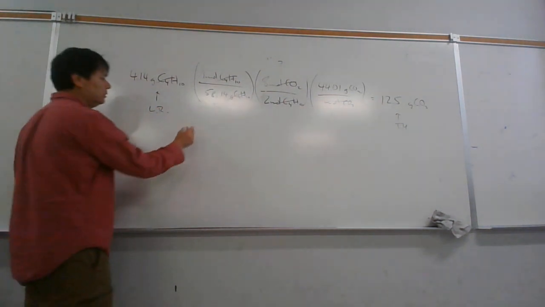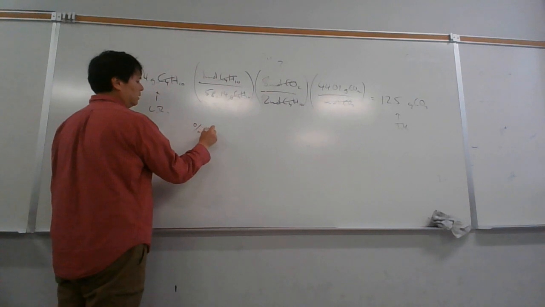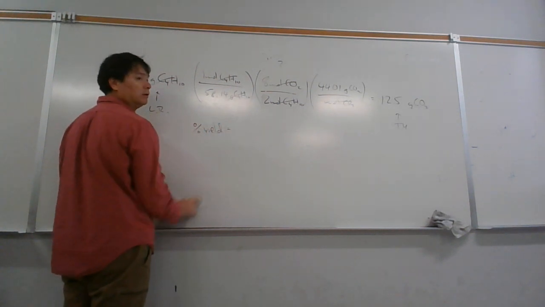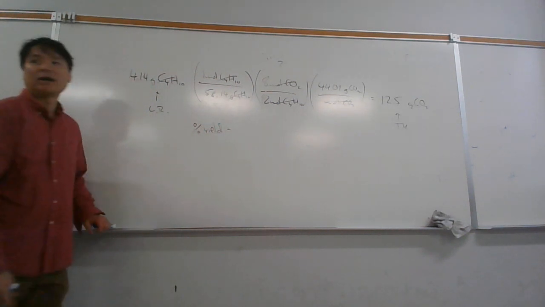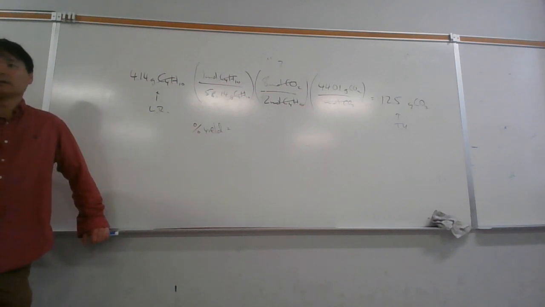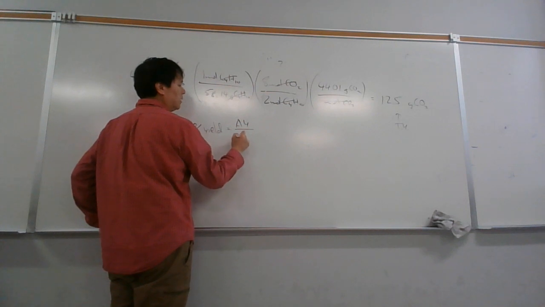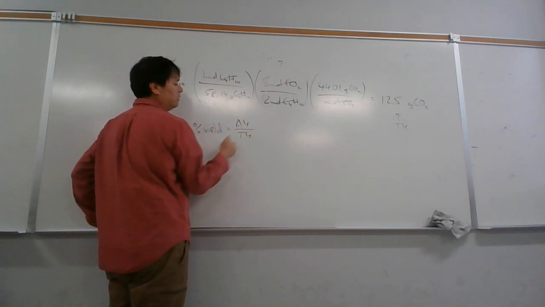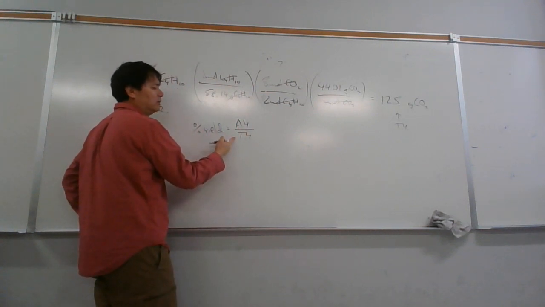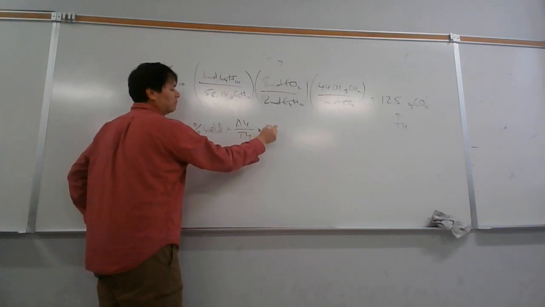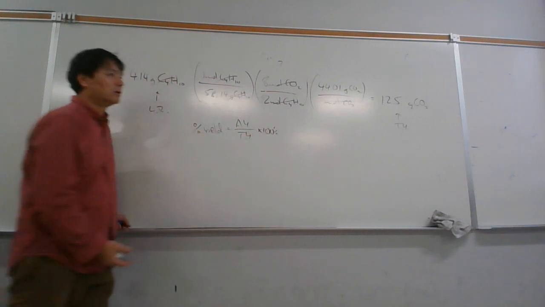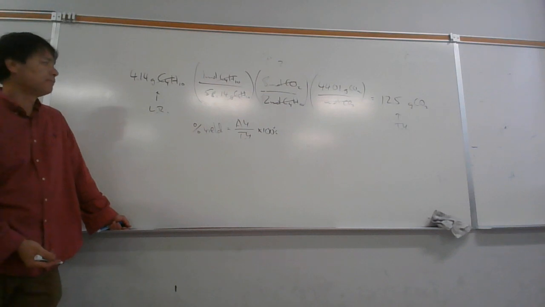Our percent yield is equal to the what? Kind of have to have this memorized. Actual yield divided by theoretical yield. So if the actual yield were the same as the theoretical yield, you'd get 100% yield, which is correct. You would expect 100% yield.